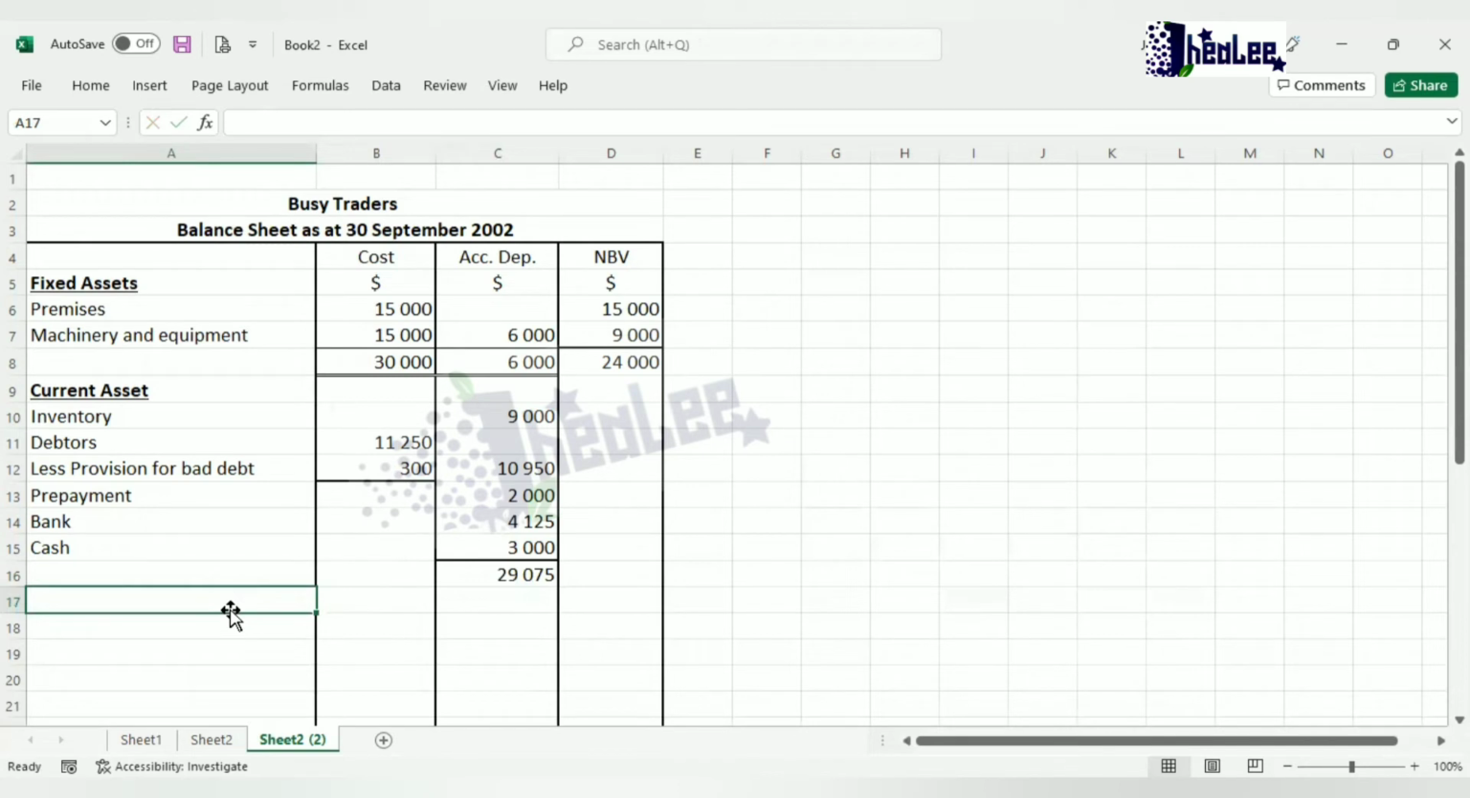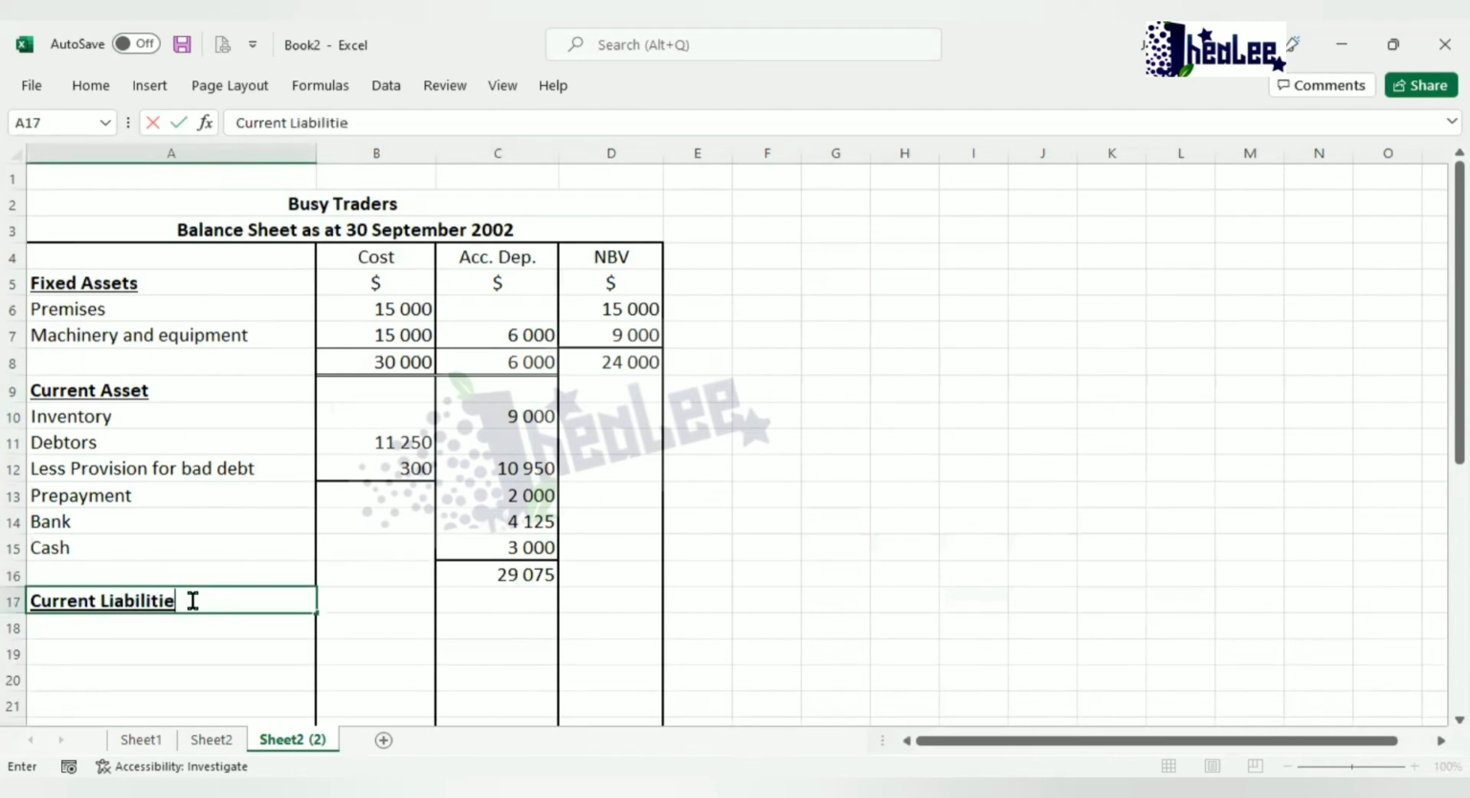Our aim now is to pick up our liabilities, because remember, the accounting equation that is reflected in the vertical format is assets minus liabilities equal to capital. So let's go with our current liabilities.